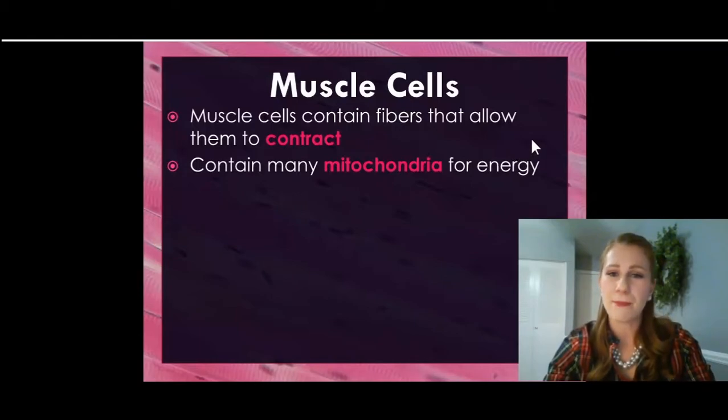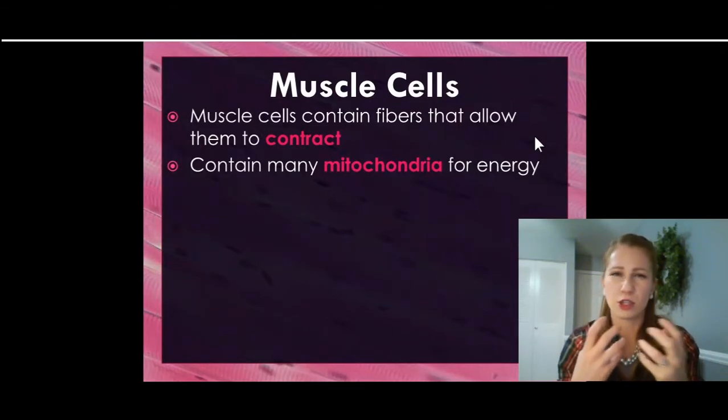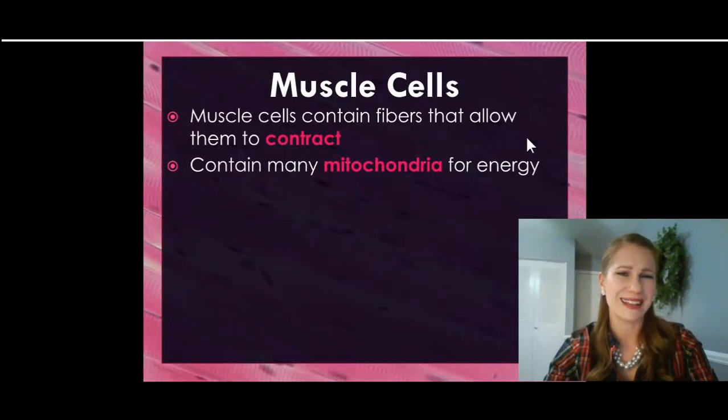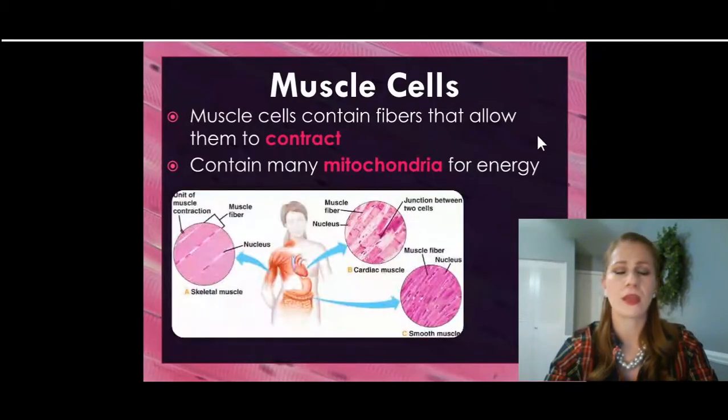They also contain many mitochondria for energy. Mitochondria are a type of organelle that's a kind of specialized little machine in our cells that are going to turn sugar, essentially, into energy in the form of something called ATP, adenosine triphosphate.